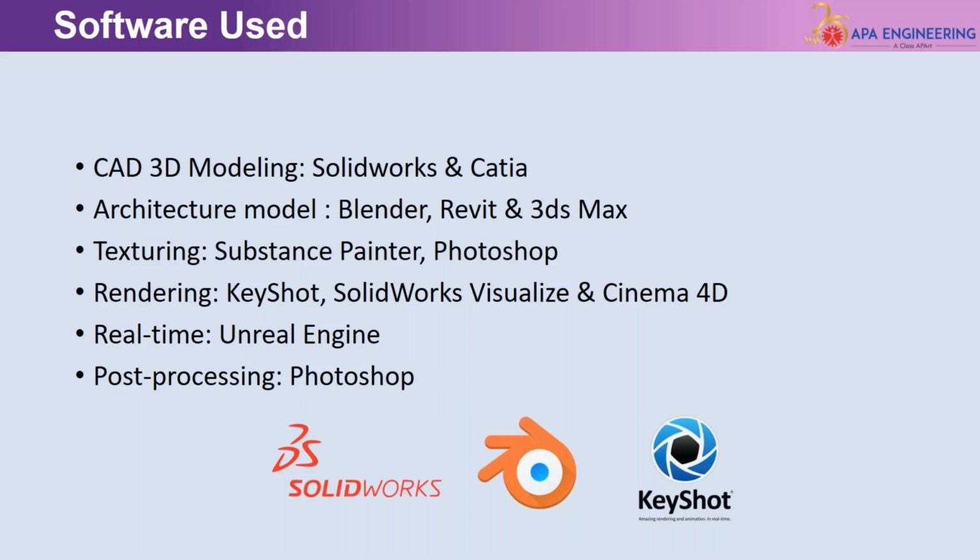For texturing, Substance Painter and Photoshop are used. For the rendering process, Keyshot, which is really excellent software, and SolidWorks Visualize and Cinema 4D are used. For real-time software like Unreal Engine, which are used to create VR and AR of a product. And finally, the post-processing, which is done using Photoshop.